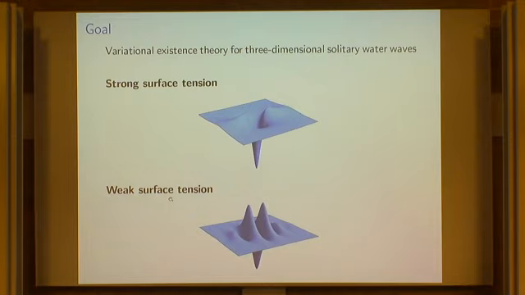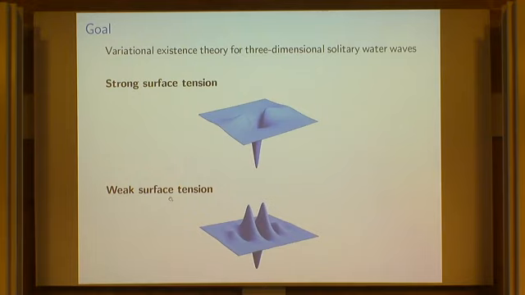So what can we say about small amplitude three-dimensional solitary waves? And I should explain also that there are different kinds of solitary waves in three dimensions. What I'm thinking about here are lumps or fully localized waves, which decay to the undisturbed state of the water in every horizontal direction. You could imagine something which decays in one direction and then is periodic in the other direction. Right, and this will mostly be a variational existence theory.